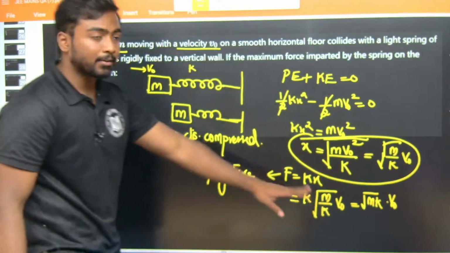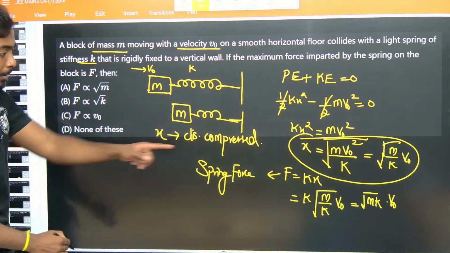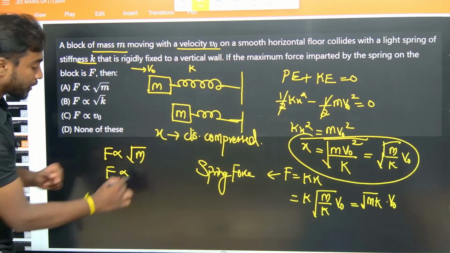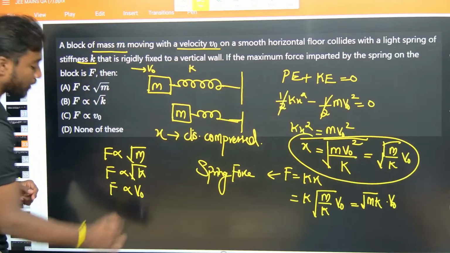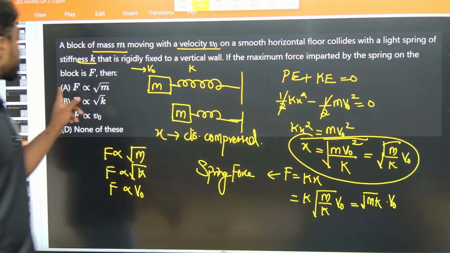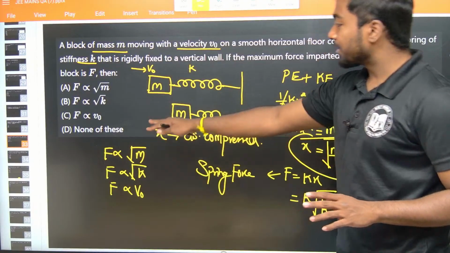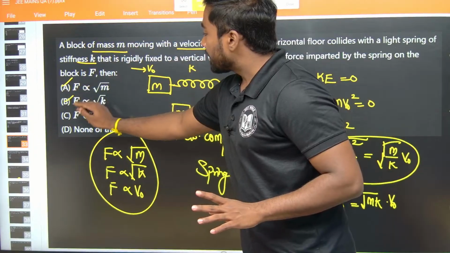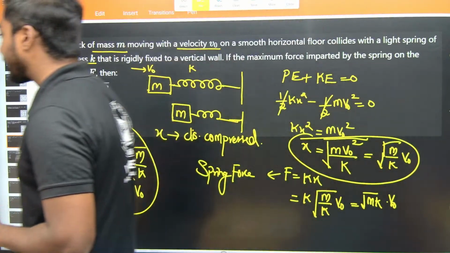This is my answer. Now if I see here, force is directly proportional to root m, directly proportional to root k, and directly proportional to v naught. Now check the options: option A root m, option B root k, option C v naught, option D none of this. So A, B, C, all three are correct answers.